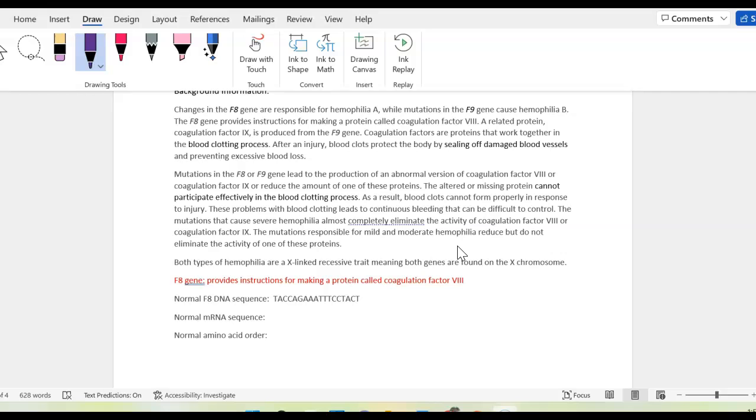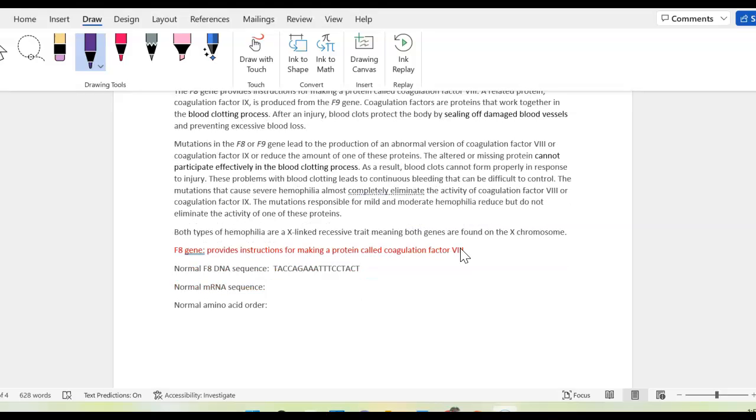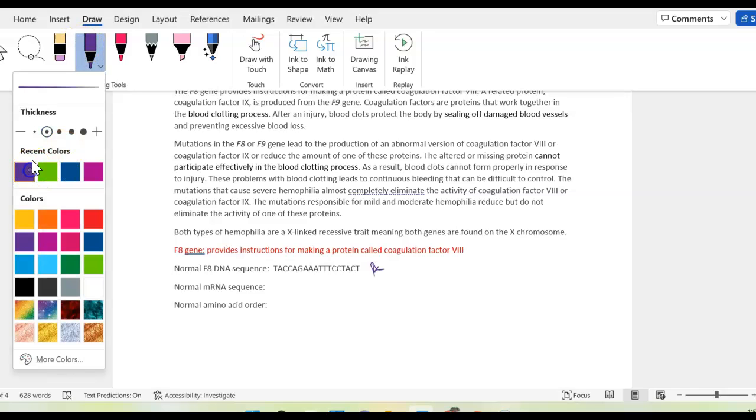Okay, so what you're going to be doing here is thinking about what you did during week 1, during protein synthesis and DNA. You are given the normal DNA sequence for F8. This is the DNA: TAC, CAG, GAA.